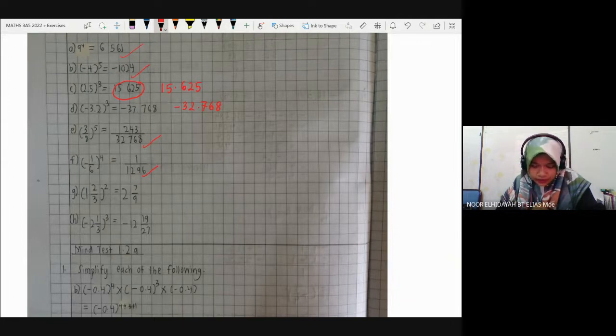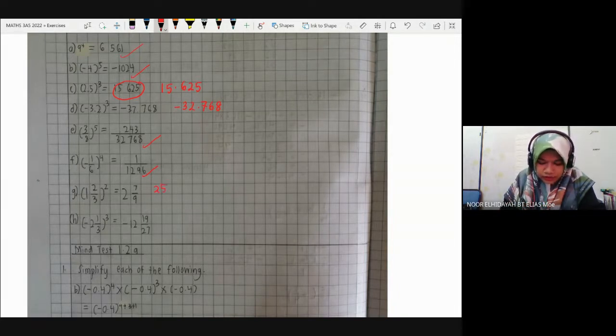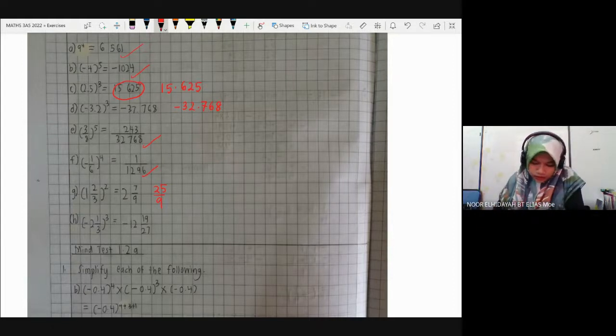Is it 7/18? Are you sure 7/18? Guys, yeah, 25/9. Use your calculator instead of you manually calculate, because this one just a simple question. Next, negative 2 over 1 over 3, to the power of 3. Give in improper fraction. Answer, ya Adam Z, negatif.